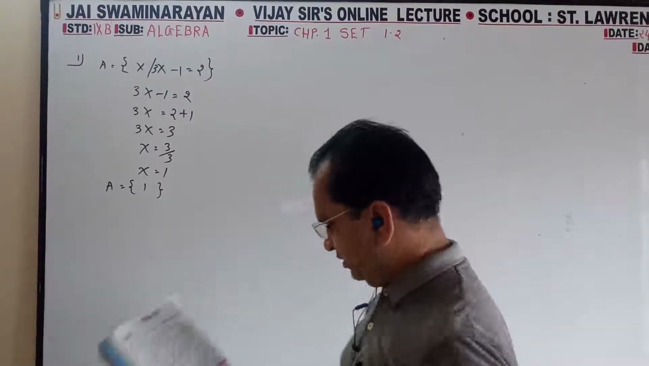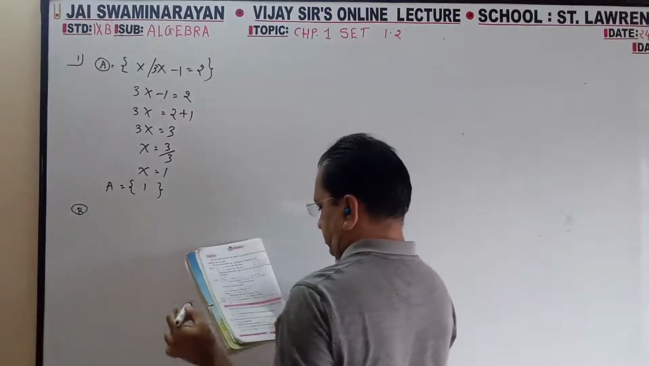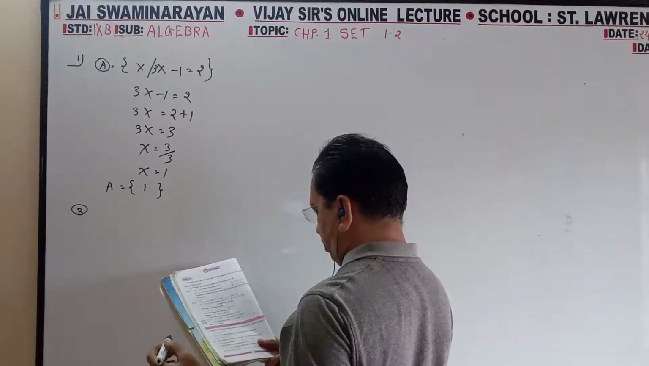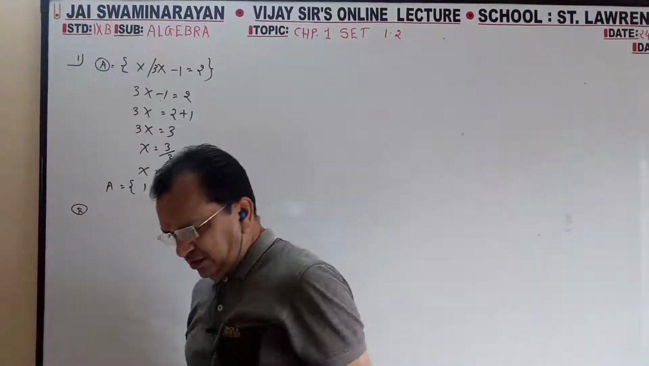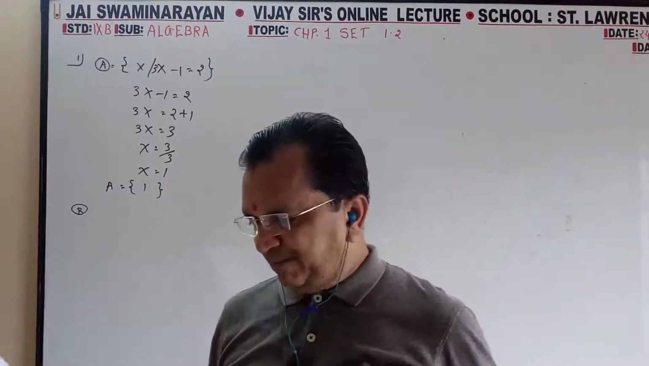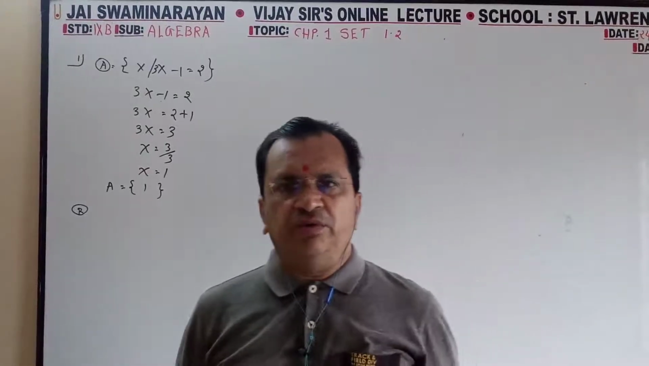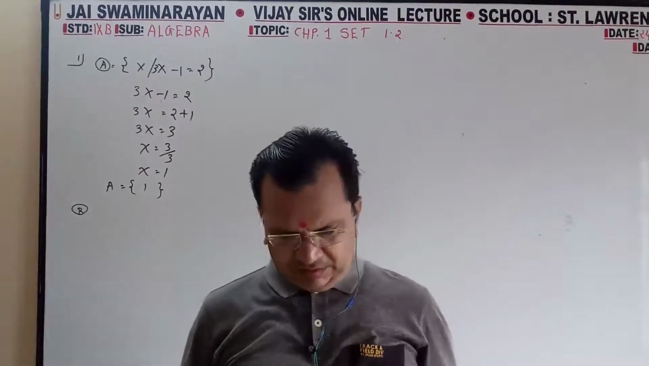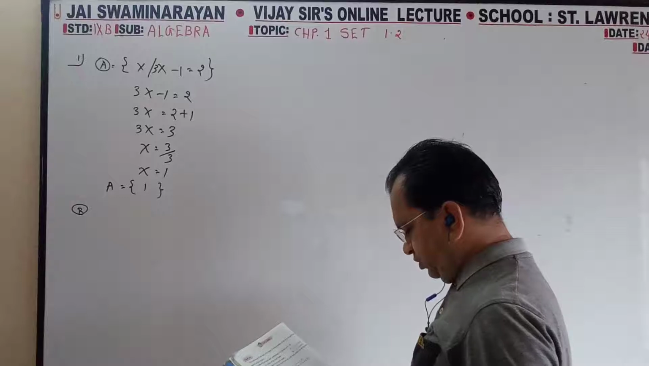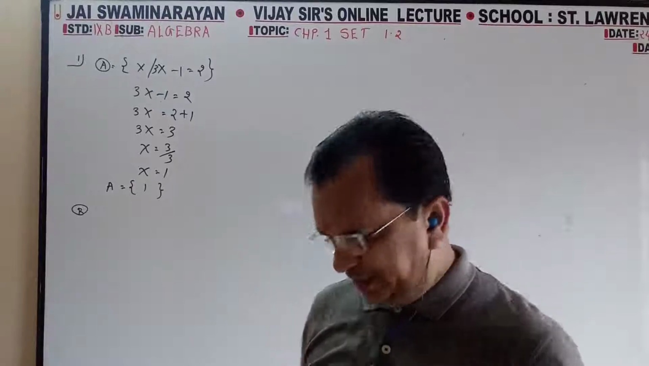means from rule method to roster method. Which are the elements that you have to write? B. X is a natural number, but x is neither prime nor a composite. A natural number neither prime nor composite, so that you have to identify. Composite also is not there, natural is also not there, so you have to write it is an empty set.